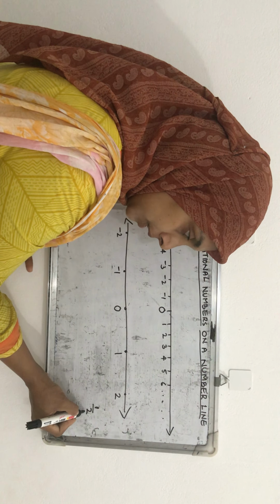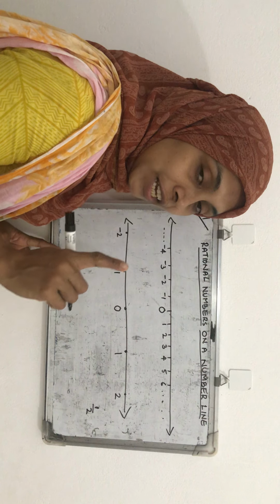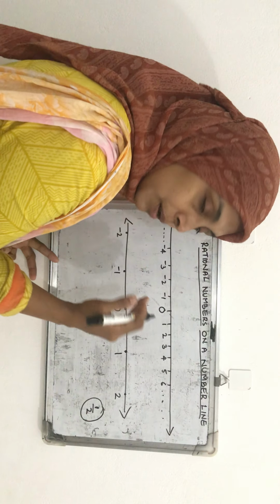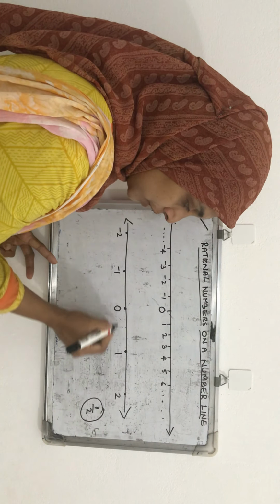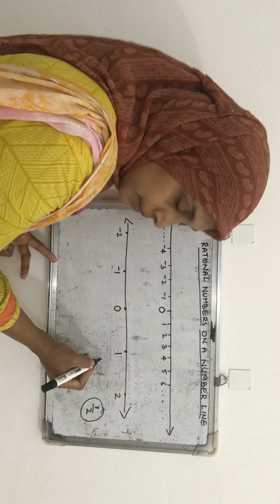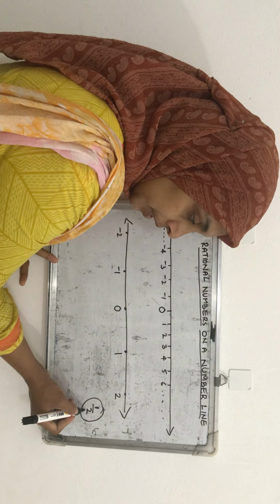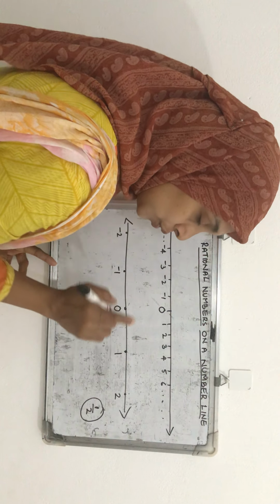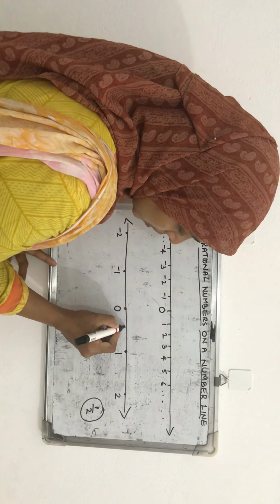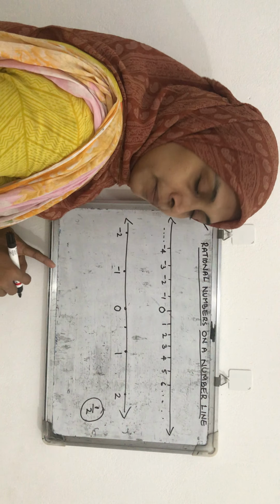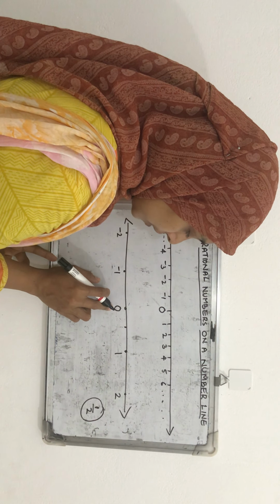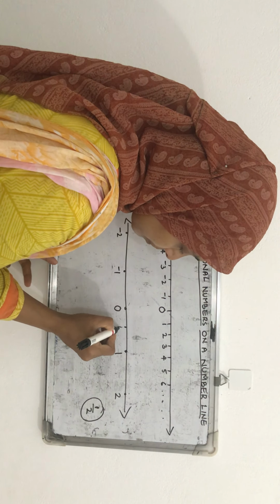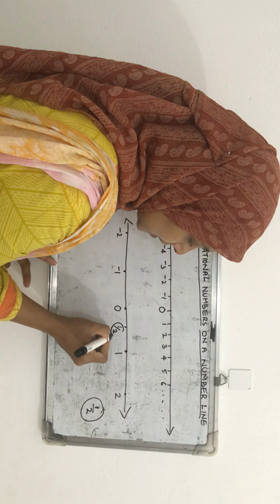First we check whether it is negative or positive. The given 1 by 2 is positive, so we represent it on the right side of 0, between the integers 0 and 1. After that we check the denominator. Here the denominator is 2, so we divide that unit distance into 2 equal parts. The starting point is 0 by 2, then this one will be 1 by 2. So 1 by 2 we represent like this.